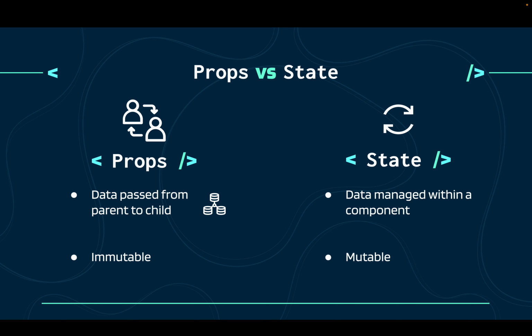State, on the other hand, is data that a component manages internally. Unlike props, state is mutable, meaning it can change over time. This is essential for interactive components, like a search bar that updates as you type. Both props and state are key in software engineering because they enable components to share data predictably while maintaining modularity.